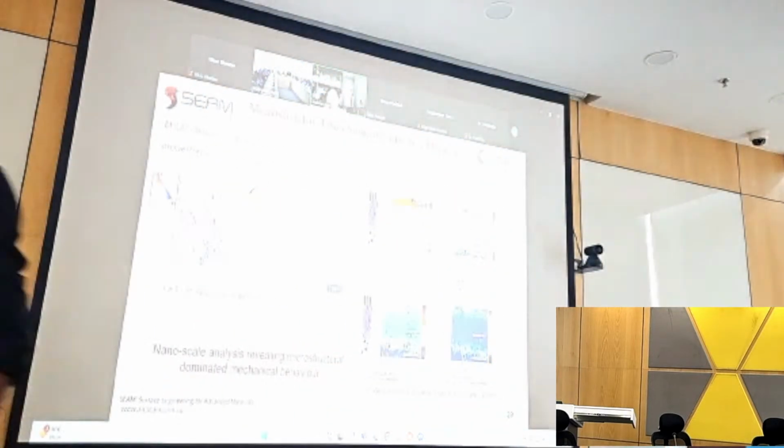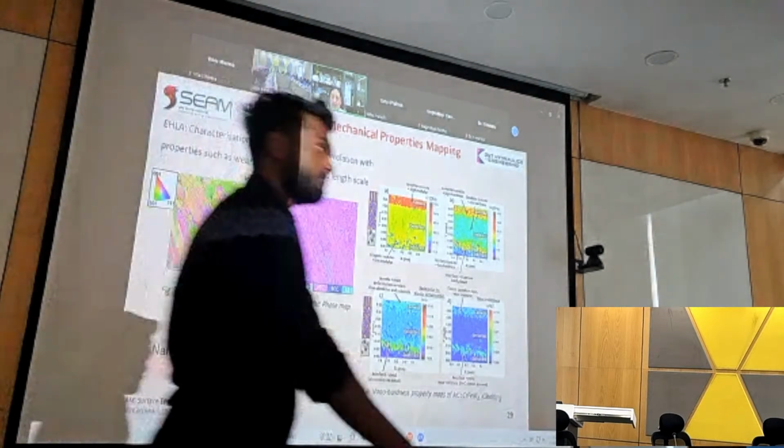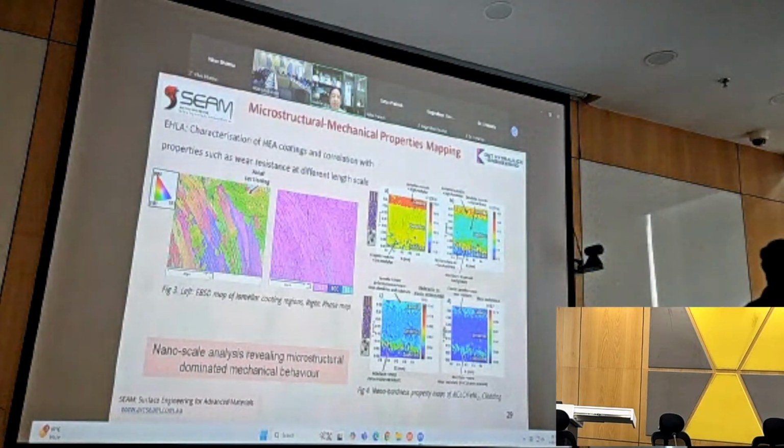processing parameters that you can see here. We can get various kinds of laminar forms, dendritic structures, and all that. When you start studying them at nano scale properties, you can have a very hard layer on top, very soft in the middle, and that's something that you can then design your HEA with for various kinds of functional applications.